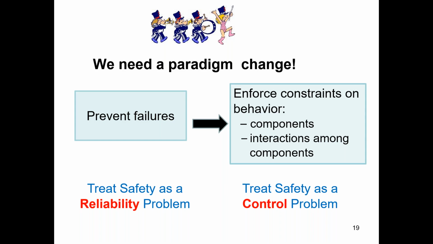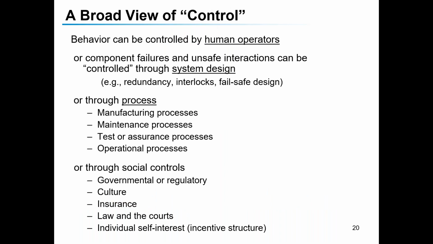So what I'm going to do is explain what I mean by control problem and how we would do this. First of all, it's a very broad definition of control. Behavior of a system can be controlled by the human operators, the pilots, or through system design, we can control for component failures and unsafe interactions, or through processes, including test or assurance processes and operational processes, or through various kinds of social controls. And all of these things will need to be used to ensure that we minimize or eliminate accidents in the future.